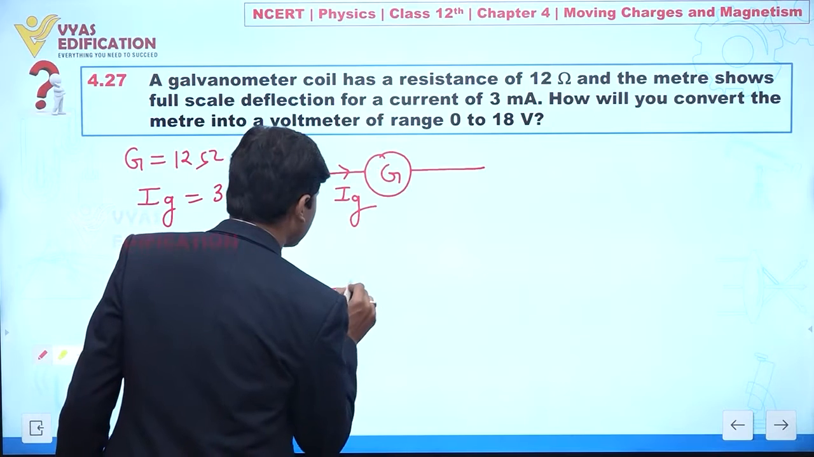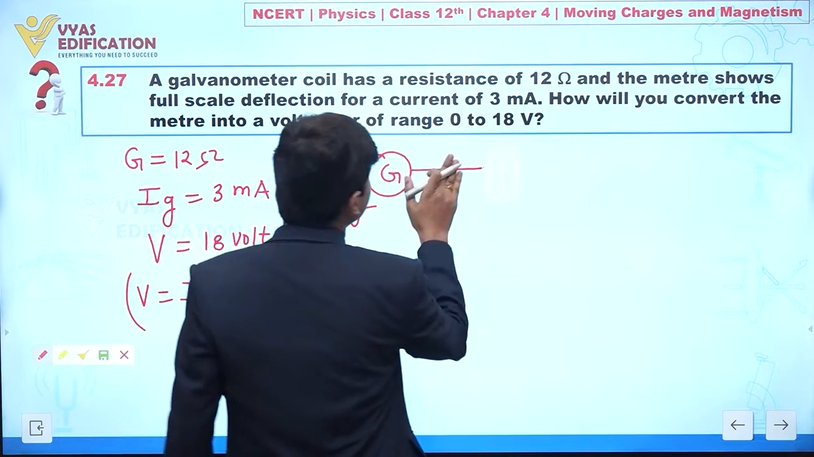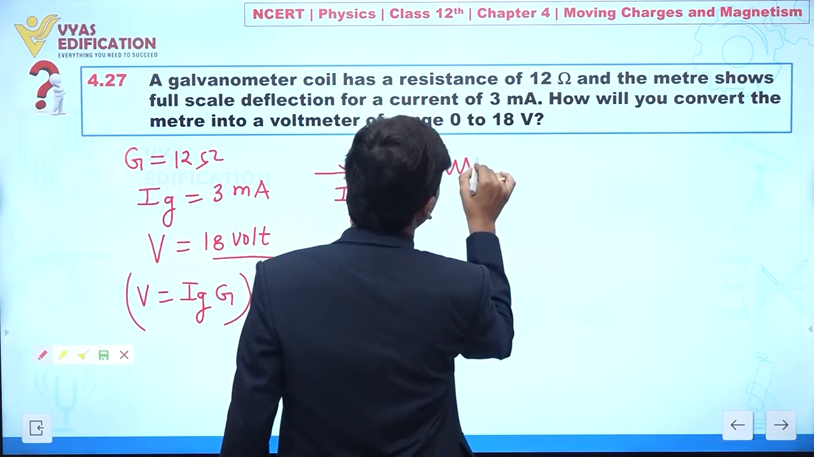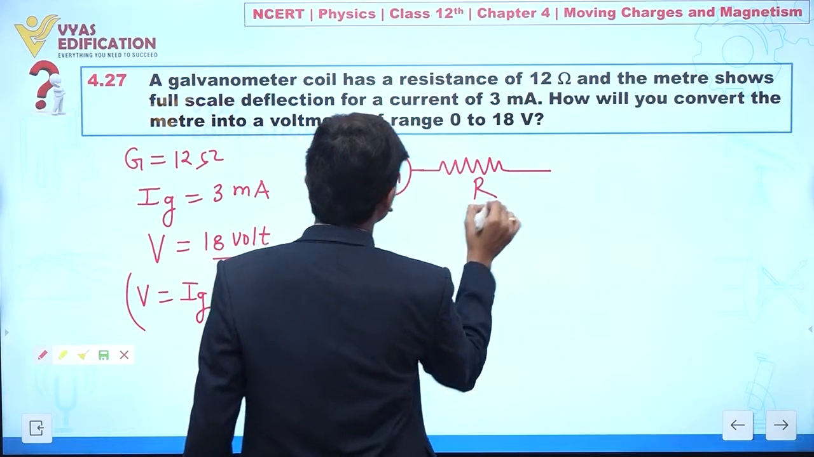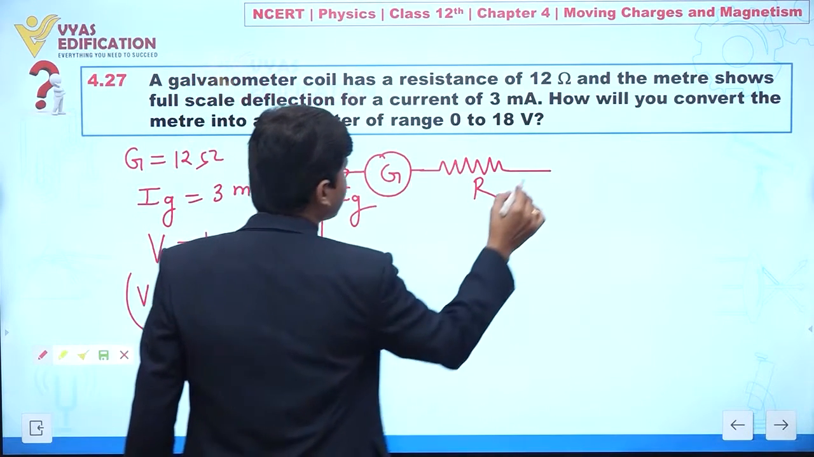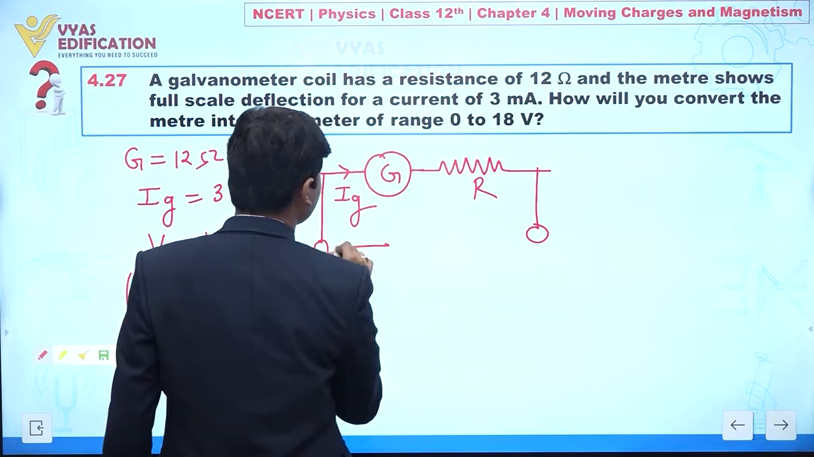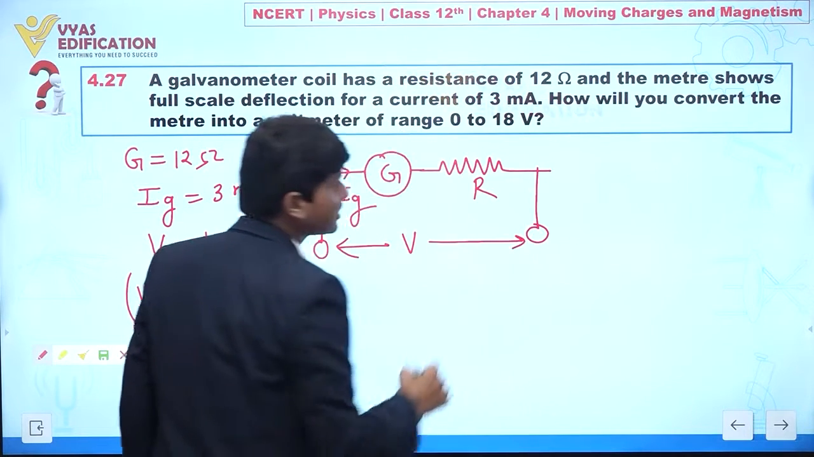How? Let's suppose we are now connecting here a very high resistance. Clear? And suppose we are now measuring the potential difference between these two ends, and I am getting this as V.